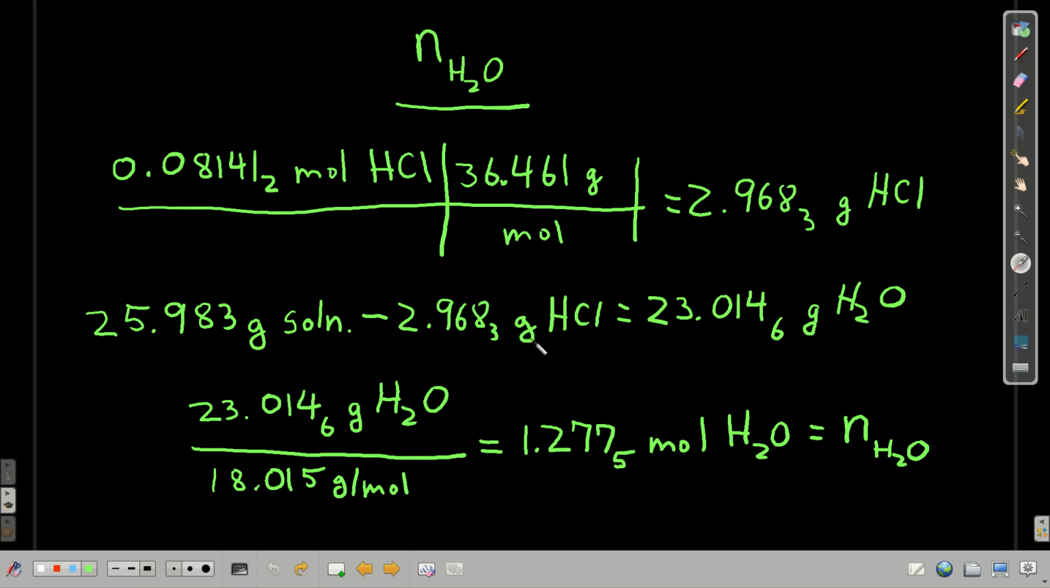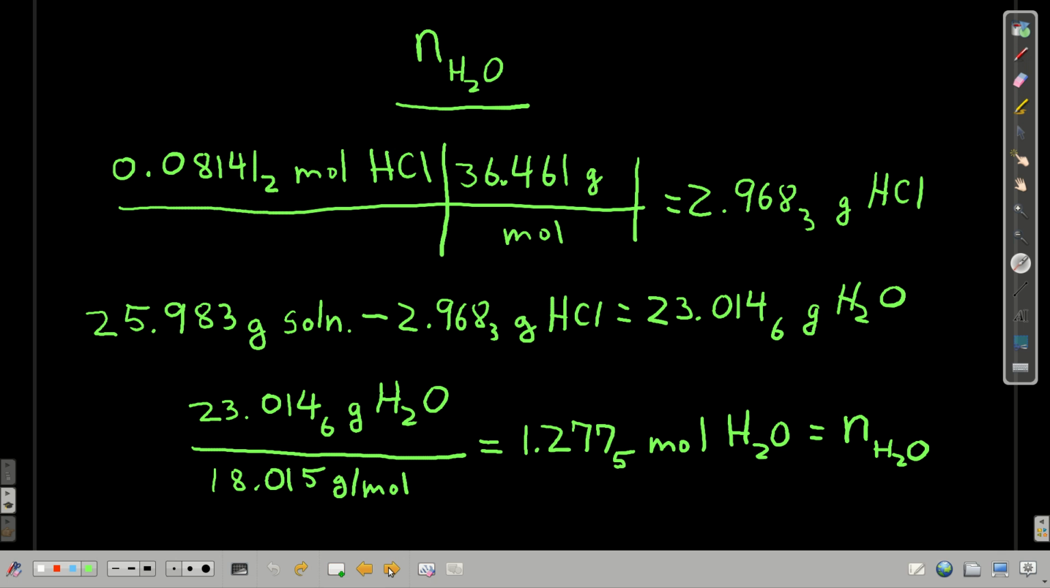Next, to get the moles of water, I'm going to take the moles of HCl and convert it to grams by multiplying by the molar mass of hydrochloric acid. That's what this is right here. For my numbers, I got about 2.968 grams of hydrochloric acid. The total solution weighed 25.983. Again, look back to that first slide. I made this number up, right? Subtract the mass of hydrochloric acid from the mass of the solution. That gives me the mass of water. Then go from grams to moles by dividing by the molar mass of water. And I got this many moles of water.